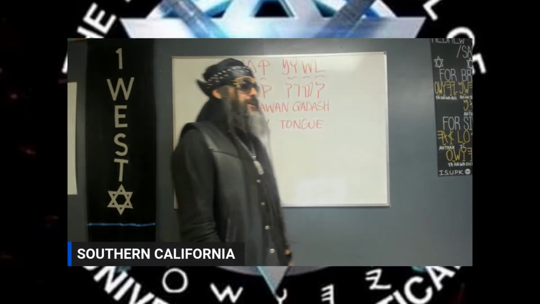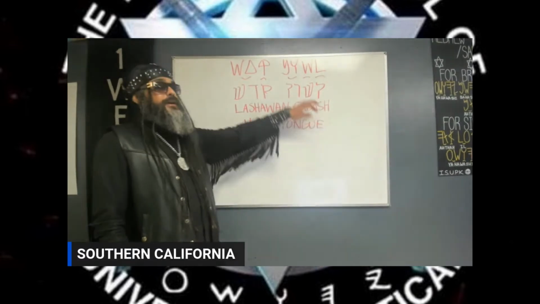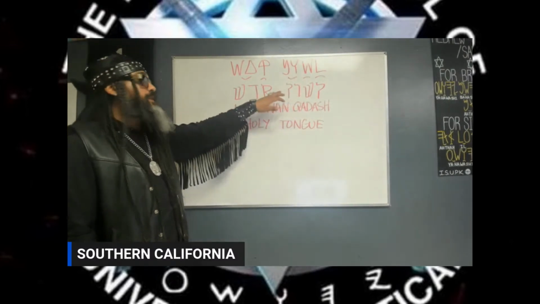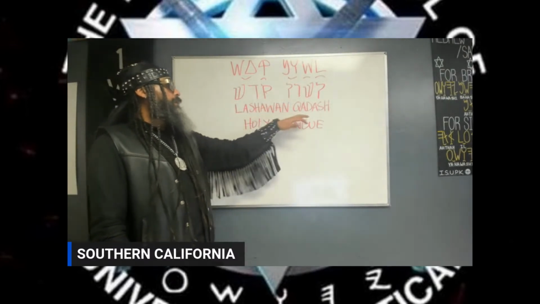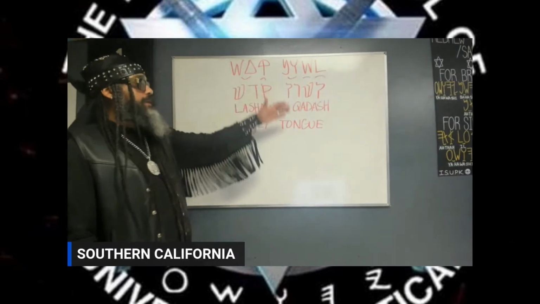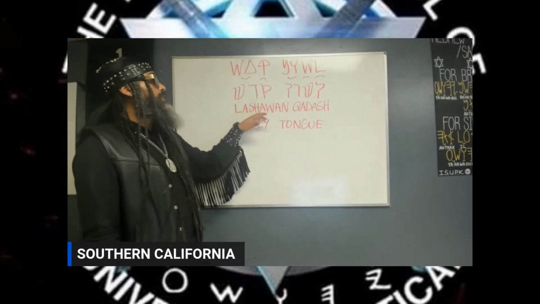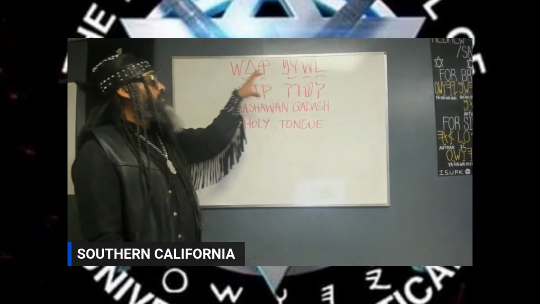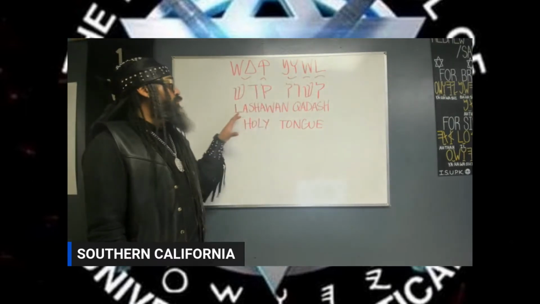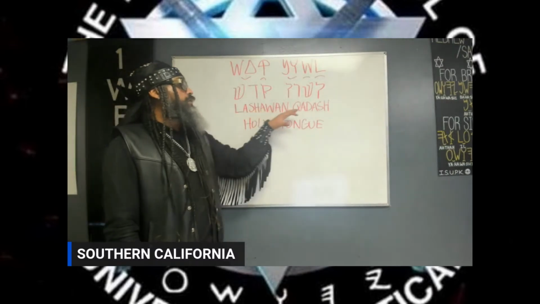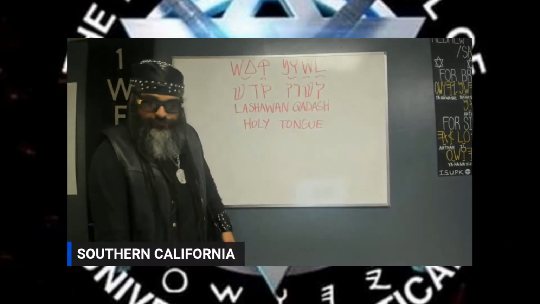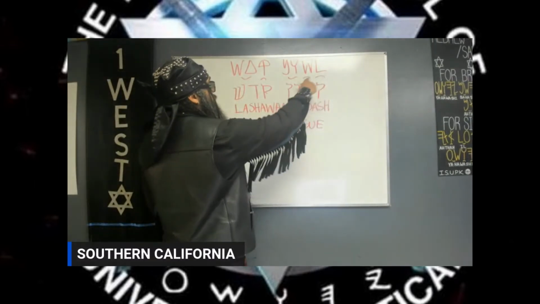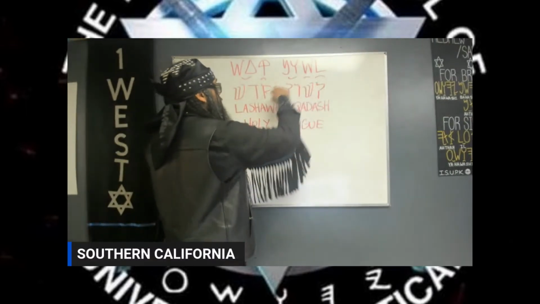As you can see, I have it written in the ancient Hebrew and also in the Assyrian. If you were to read these characters up here, this is what you'd be reading: Lashawan Qadash. So I'm going to break it down like how we have it up here with the connectors.